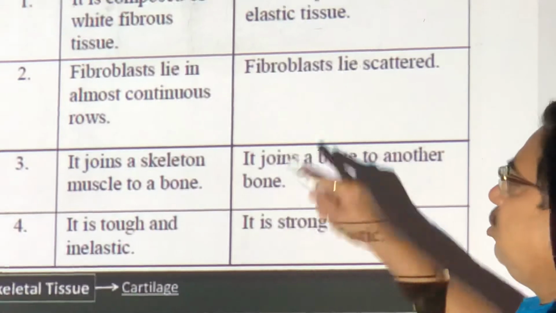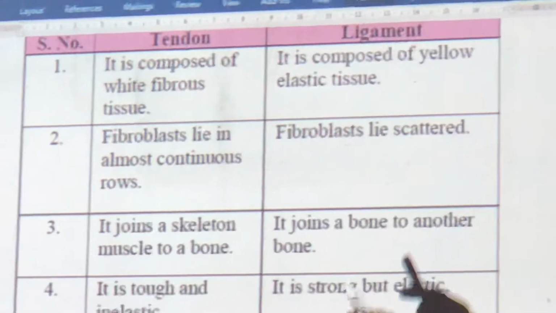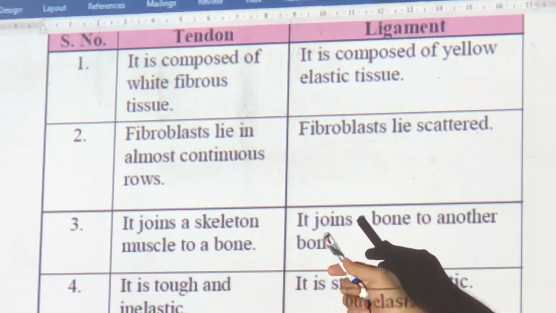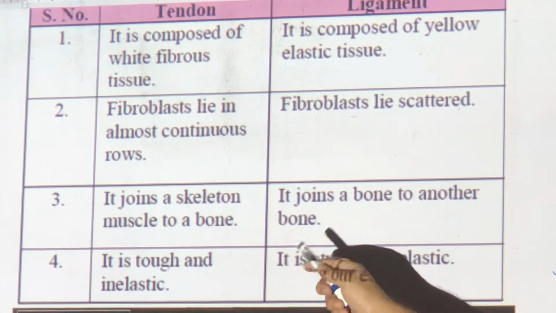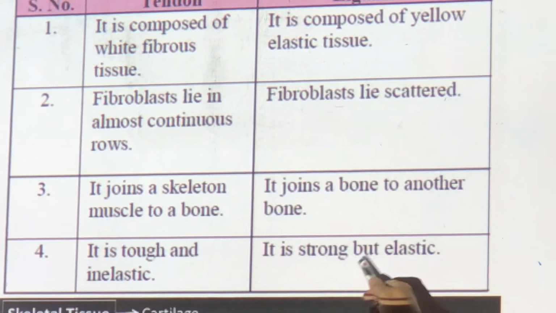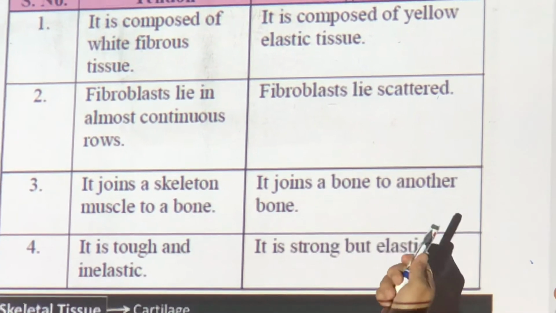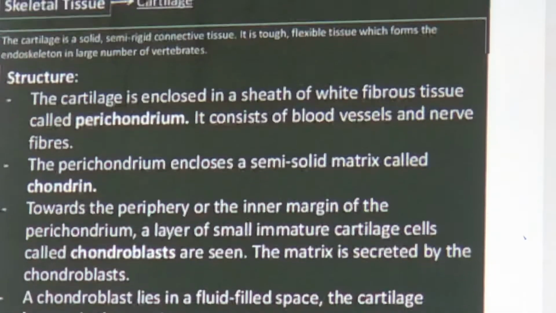Let's see the difference between them. Your book is not doing justice. That is white, this is yellow fibers. Here continuous rows, they are scattered. Here skeleton, muscle to bone, here bone to bone. Tough, inelastic, strong, elastic. Opposite properties, so easy to remember. Okay, diagram not expected here.